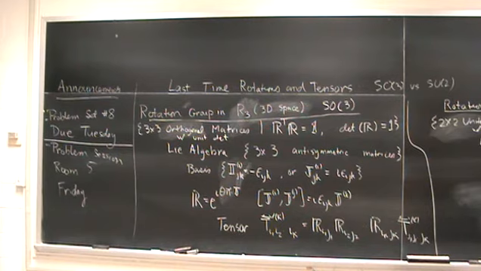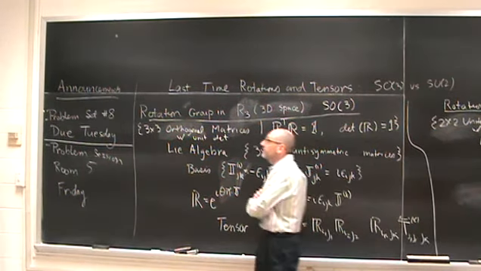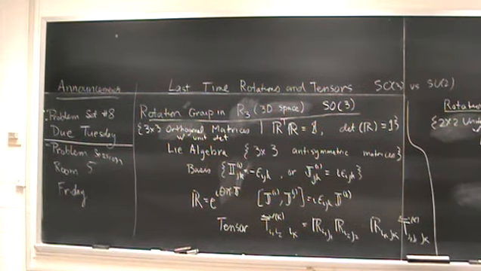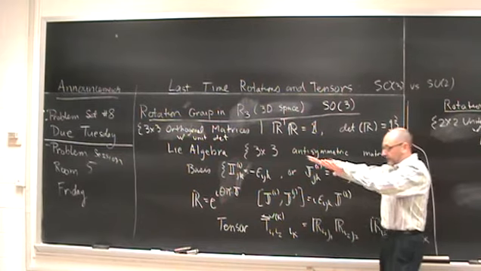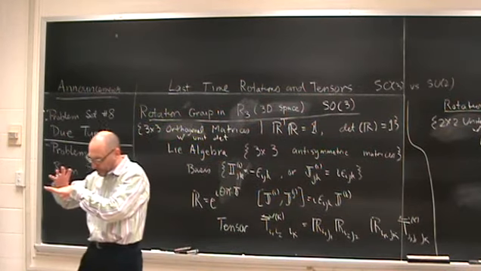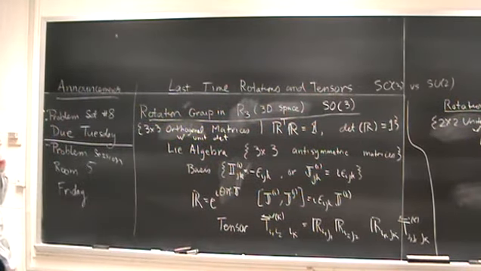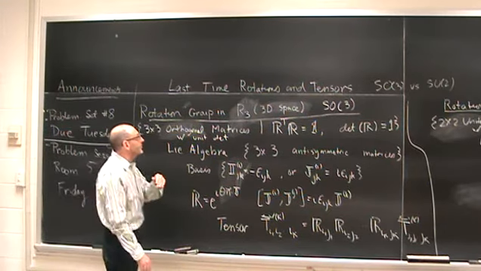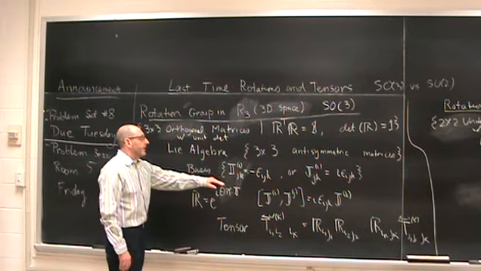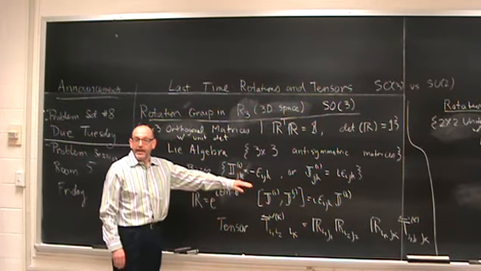That is the group of 3 by 3 orthogonal matrices with unit determinant. Okay? And that group is a Lie group. It has a Lie algebra. And that Lie algebra represents the local rotations, local to the identity. An arbitrary element of the algebra is a linear combination of basis elements.